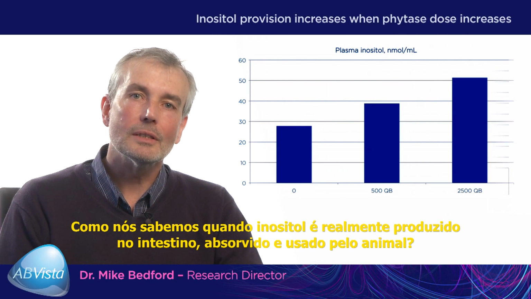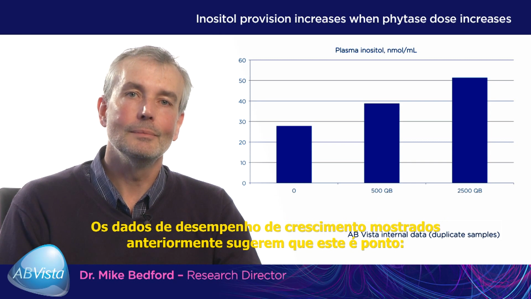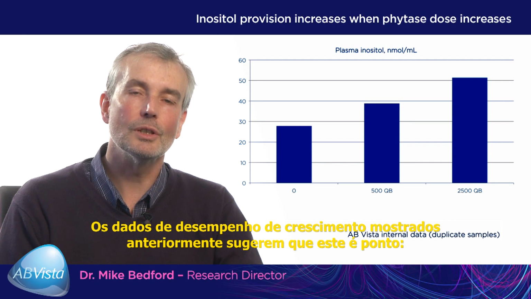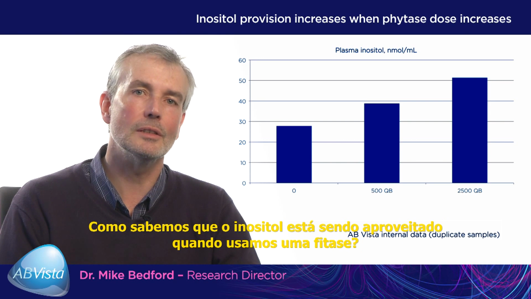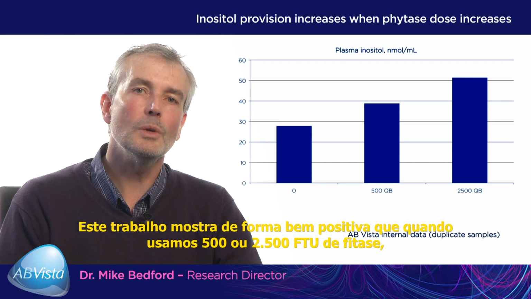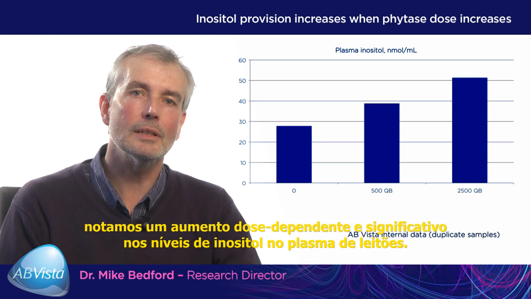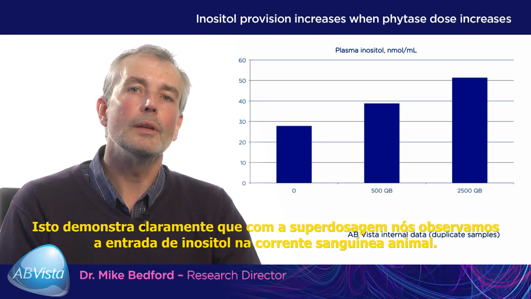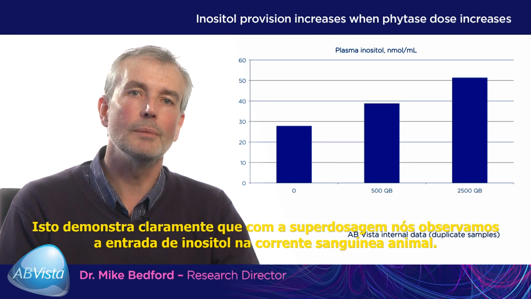How do we know when inositol is actually produced in the gut, it's absorbed and used by the animal? The growth performance data shown previously suggests that's the case, but when we use a phytase, how do we know the inositol is being picked up? This work shows very nicely that when you use 500 or 2500 units of phytase, you see a significant and dose-dependent increase in inositol levels in the plasma of piglets. This clearly shows that, yes, when we superdose, we do see inositol entering the animal's bloodstream.